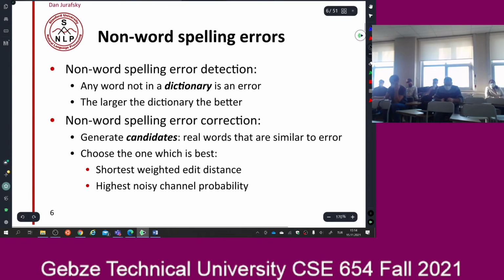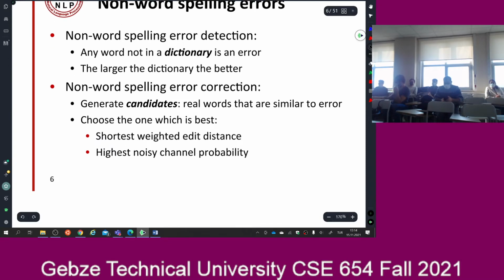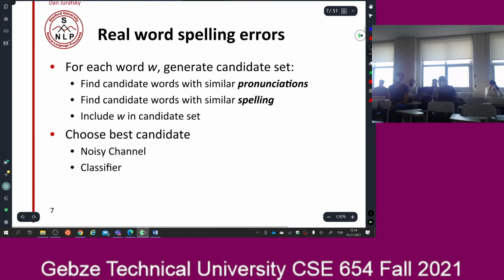Okay, so non-word spelling errors: any word not in that dictionary. Okay, generate all the candidates, then pick by shortest weighted edit distance or noisy channel probability. We looked at this model, we didn't look at this other model, and this is, again, a very nice engineering way of solving things. We are going to look at this in a few minutes.